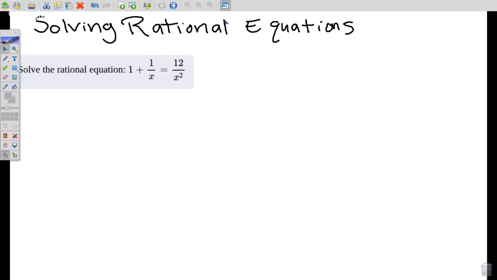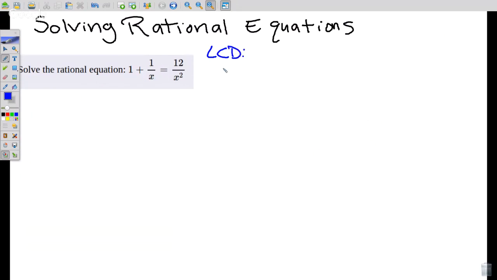Going to take a look at solving rational equations. Here's an example. The rational equation, notice it has an equal sign in it, and the instructions say solve. Best approach, eliminate the denominator by finding the lowest common denominator. Let's identify the LCD here.